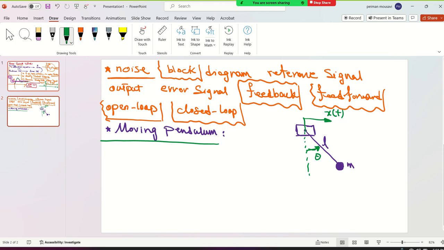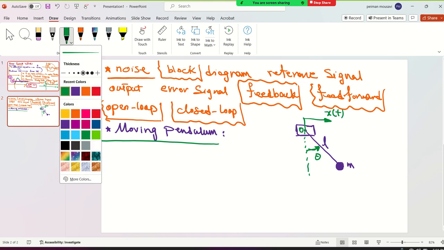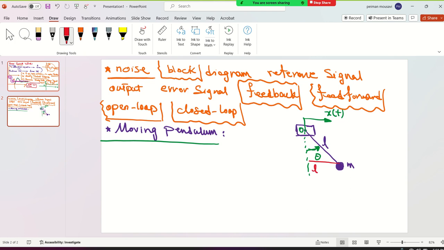So, being said, this is the joint O, and from high school trigonometry, this length is L sine theta, and this length is L cosine theta. The first mission, as a control problem, is to derive the equation of motion of this system, and then judge whether it is a linear differential equation or a non-linear differential equation.